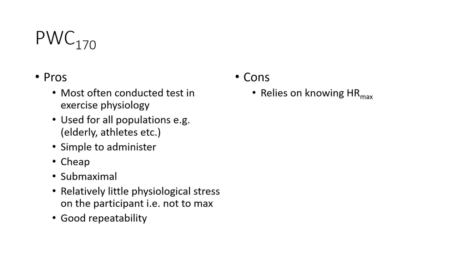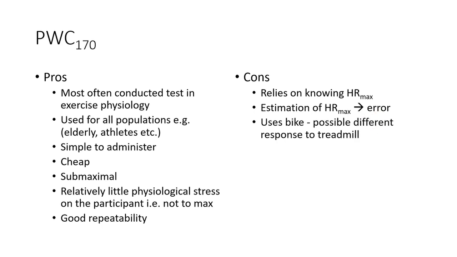Some of the cons are that it relies on knowing heart rate max, and that is problematic because in predicting heart rate max there is some variability. That is going to show up in your peak VO2 max scores, so there's going to be an error there. It uses a bike, but you can use a treadmill.